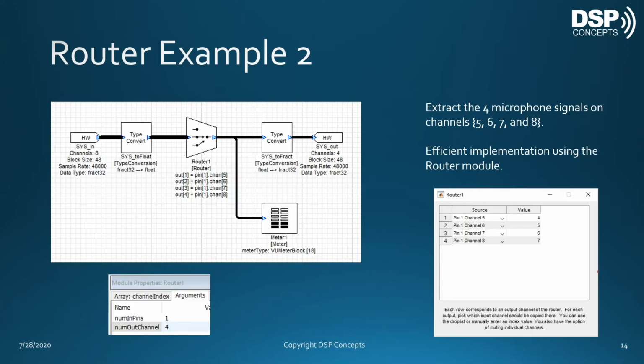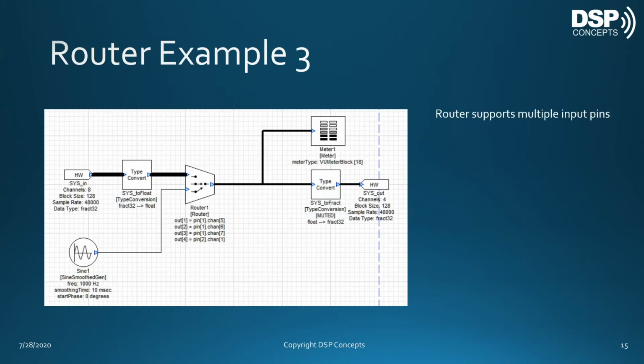Let's see how to do this with the router. On the router, we specify 1 input pin and then 4 output channels. And then on the inspector, we specify channels 5, 6, 7, and 8. So this will take the 8-channel input, select 4 of the channels, and copy those to the output wire. Let's do another example.